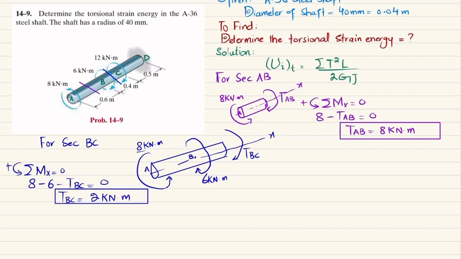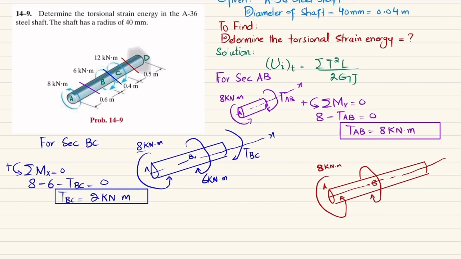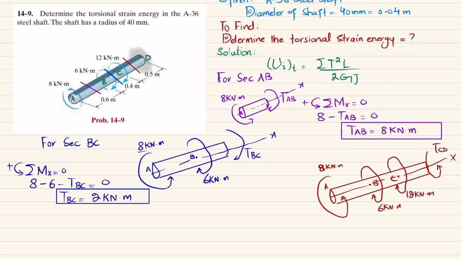Now the final thing is to find the torque in section CD. For that, we will cut it and draw the free body diagram of this shaft here. Again, this will be the axis. This is point A, where you have a counterclockwise torque of 8 kilonewton-meter. This is point B, where you have a clockwise torque of 6 kilonewton-meter. This is point C, where you again have a clockwise torque of 12 kilonewton-meter. So our net torque, TCD, will be counterclockwise.